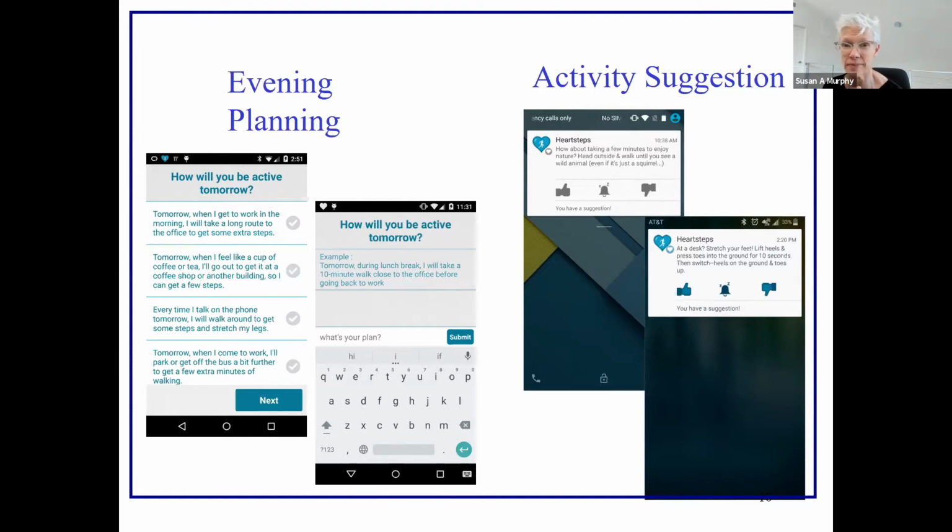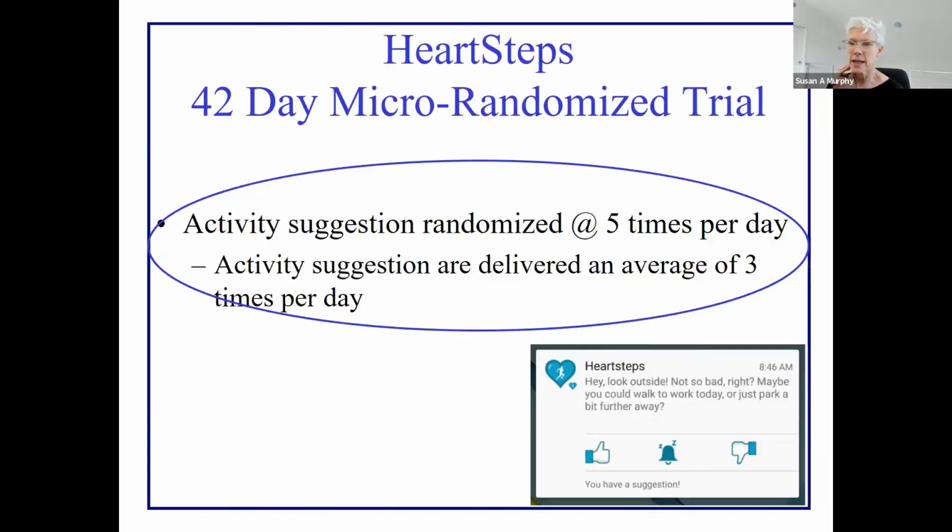It's a total hassle. So in both the activity suggestion and the evening planning, there are 2 options if you get a suggestion or a message. One is a little onerous and one is not onerous at all. That's the key way they differ. So I'm going to focus right now on the activity suggestions.